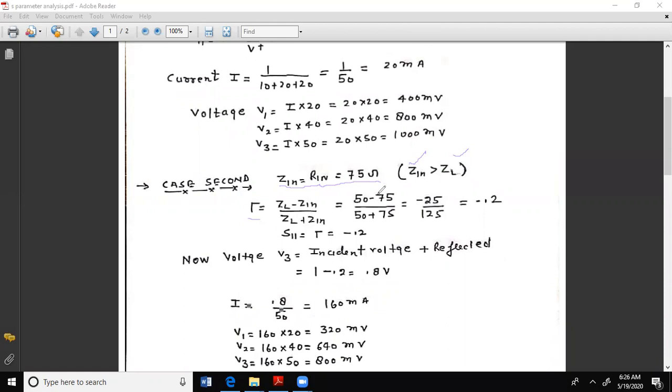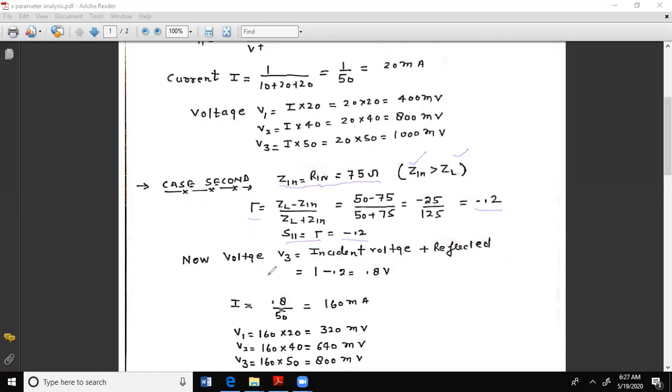So 50 minus 75: the load impedance ZL is 50 ohm, and Zn we have taken as 75. So the value of the reflection coefficient is minus 0.2. The sign is always considered when we calculate the voltage. So S11 is again equivalent to the reflection coefficient, and its value is minus 0.2.